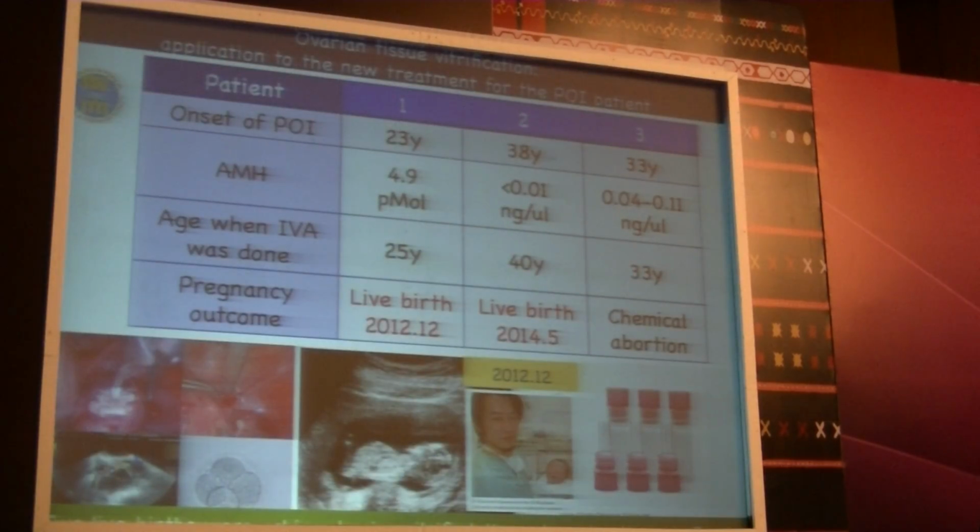Following IVF and embryo transfer into 4 patients with POI, we finally had 3 successful pregnancies using ovarian tissue vitrification combined with the in vitro activation procedure for POI patients. Fortunately, the second live birth was achieved at the beginning of May 2014.